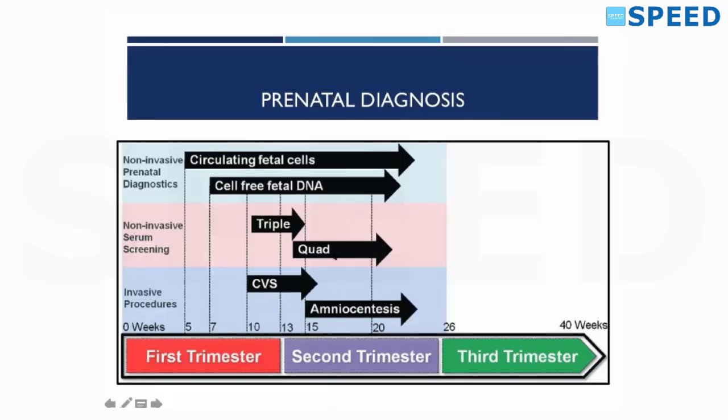The invasive investigations done for prenatal diagnosis of a chromosomal disorder include CVS and amniocentesis. Chorionic villus sampling is typically performed between 10 to 12 weeks of intrauterine life. Some books state that it is between 10 to 15 weeks, but 10 to 12 weeks is the general answer expected in the MCQs. And then we have amniocentesis, which is typically performed between 15 to 20 weeks of intrauterine life.